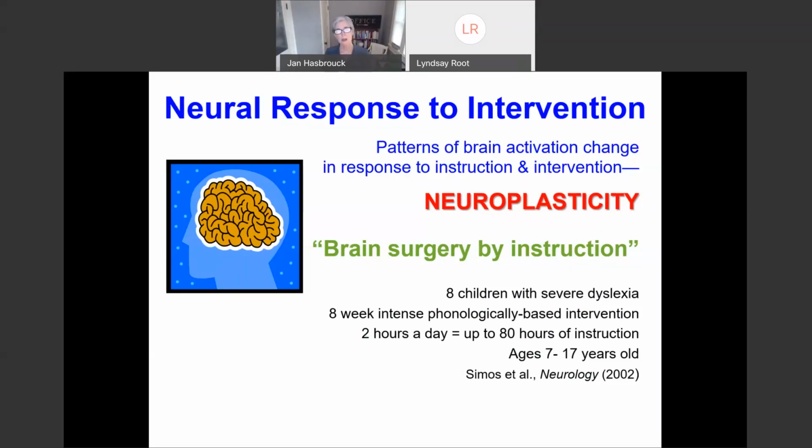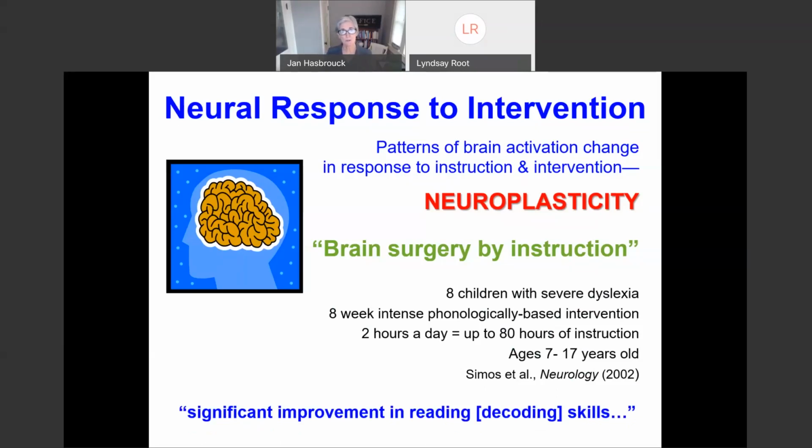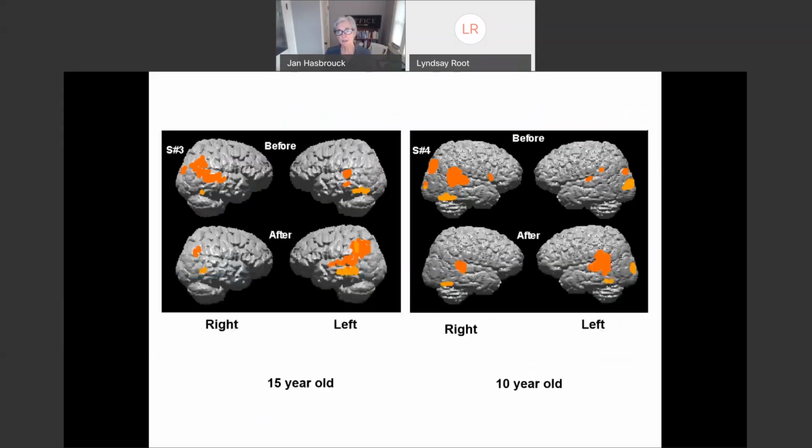And they found with this powerful instruction that their brains changed. But they also found that they became better readers in just 8 weeks by targeting the skill that they were struggling with. They took scans of their brains before and after and saw what we now see in all of these studies. With powerful use of structured literacy, we are doing brain surgery.